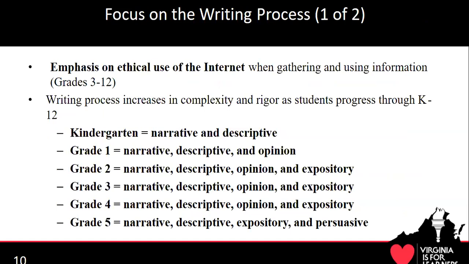And then a greater focus on the writing process. So just looking across K-12, looking at how writing process increases in complexity and rigor. So you can see in this little list here how students begin in kindergarten with narrative and descriptive, moving to first grade, adding opinion, and then in second, third, and fourth, really working through all of those as well as expository. And then in grade 5, how do I turn that opinion into something that I can persuade somebody? How do I have my opinion but now persuade somebody to see my opinion or understand my opinion?